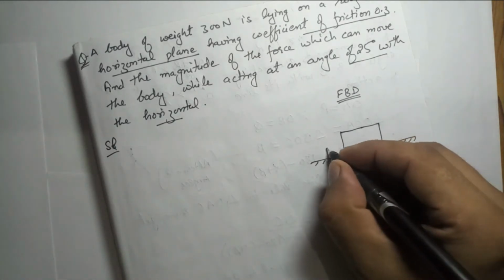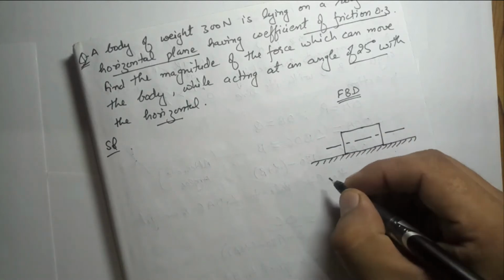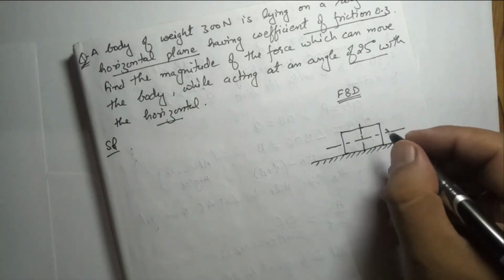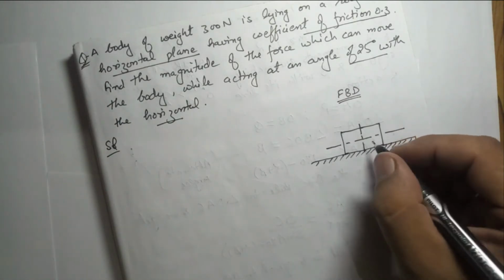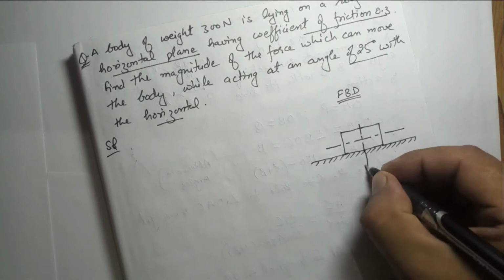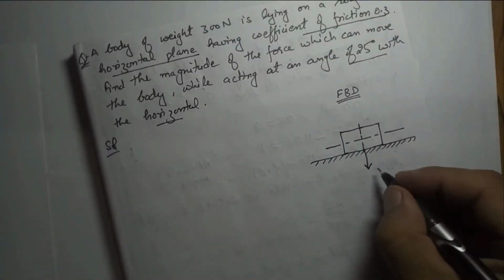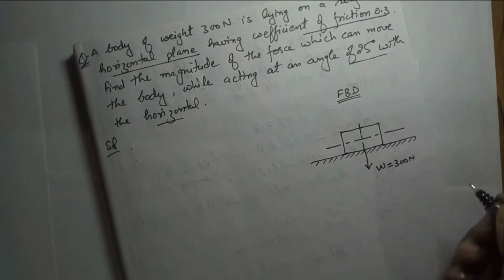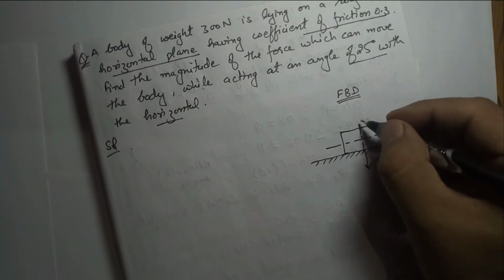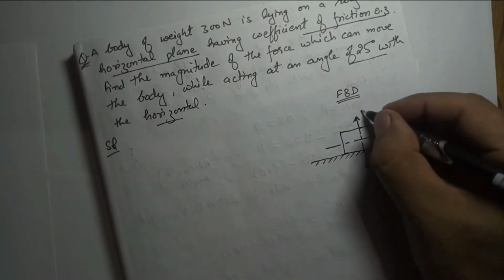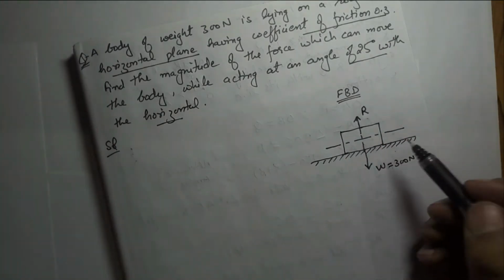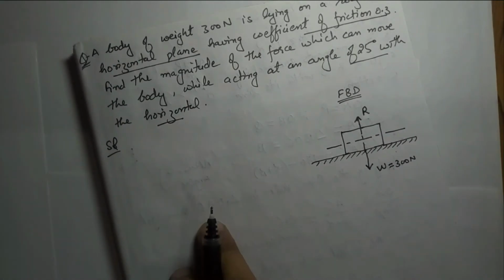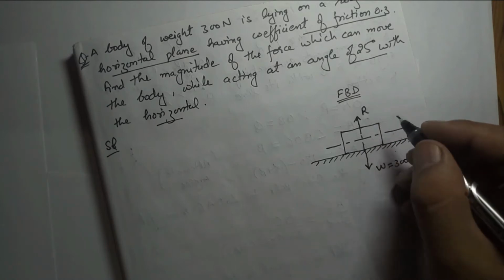Now, what are the various forces acting on this body? First, it has a weight of 300 Newton, so I can say weight in the downward direction, that is weight 300 Newton. Then, due to this weight there will be one normal reaction, which we can represent as R. When you write the symbols in the diagram, you have no need to write in theory what assumptions you have taken. So this is R, normal reaction.